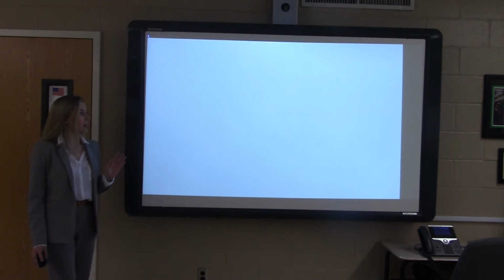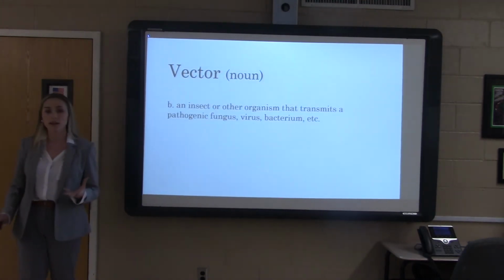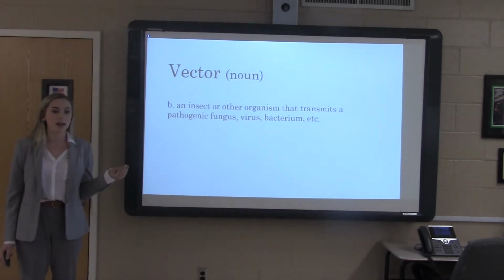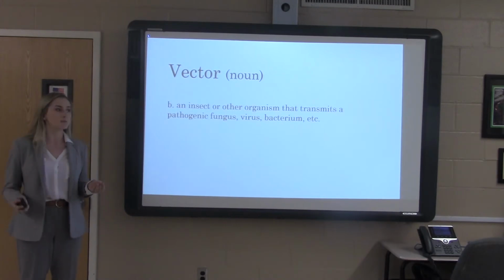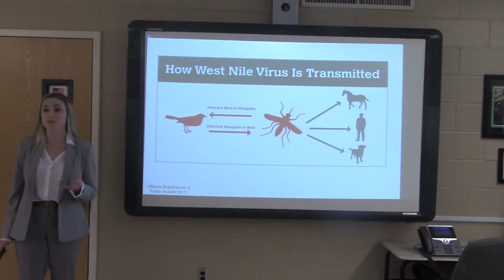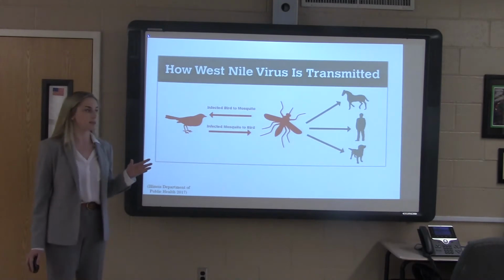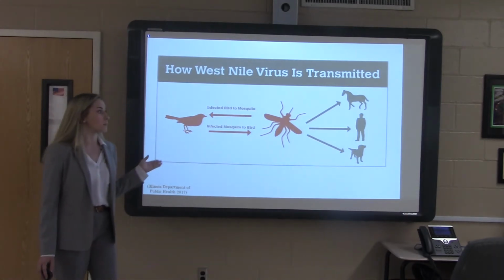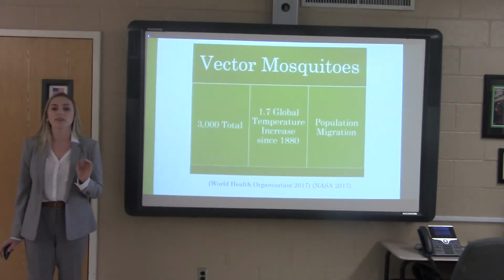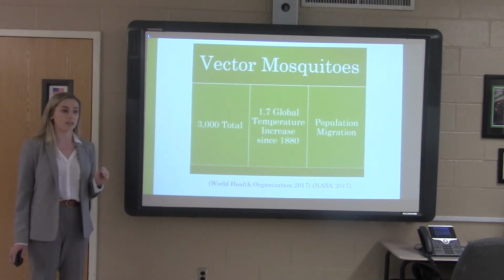By definition, a vector species is an insect or other organism that transmits a pathogenic fungus, virus, or bacterium. Typically, they take a fungus or bacterium from an animal and take it to a human or vice versa. This picture shows how a mosquito, which is one of the most prevalent types of vector populations, takes the West Nile virus from a bird to other animals and humans. They suck the blood from the infected bird and then bring it to the human when they bite them. There are over 3,000 species of mosquitoes. However, only 3 genuses are responsible for the vector species.